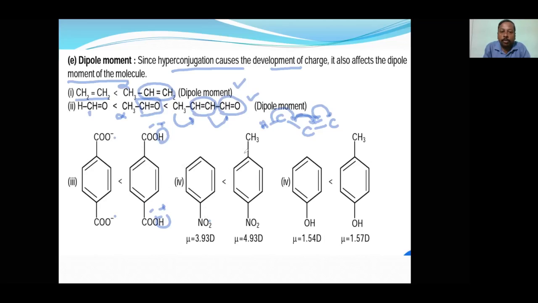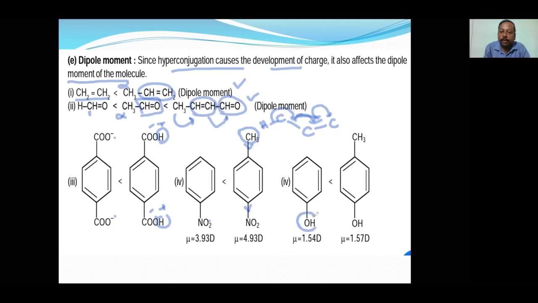Nitro group, toluene. Here, this is a minus I group and minus M group, and this will increase its charge by releasing the electron. This will show the plus H, hyperconjugation, and there is no plus H group over here. Because of the methyl group, which will show the hyperconjugation, this dipole moment has increased.